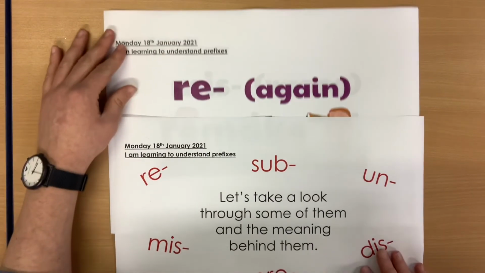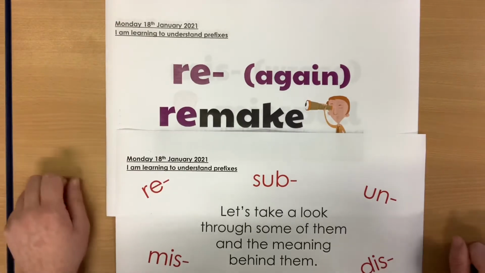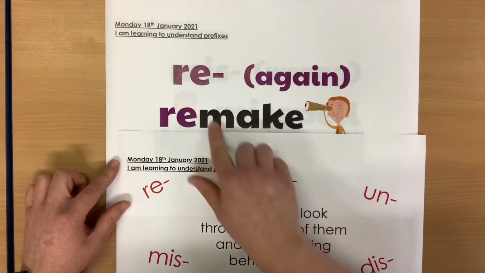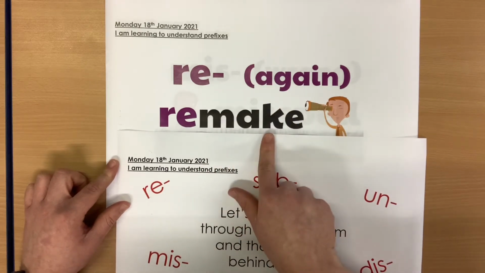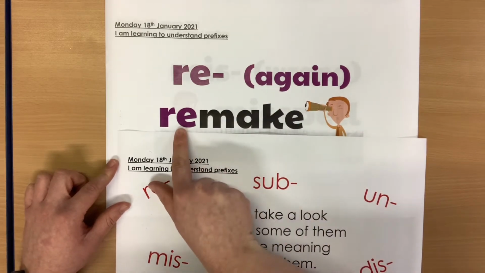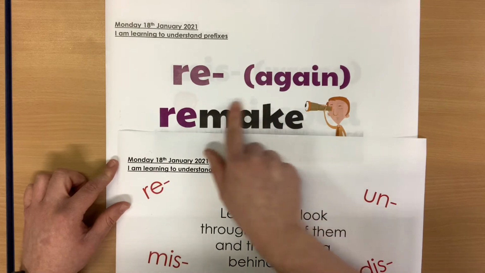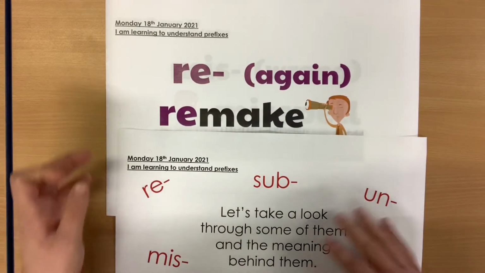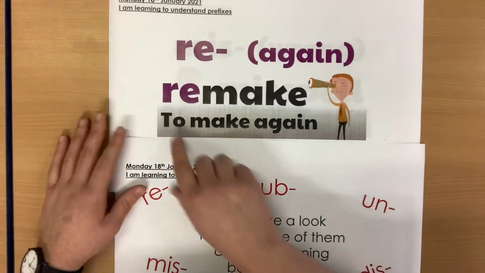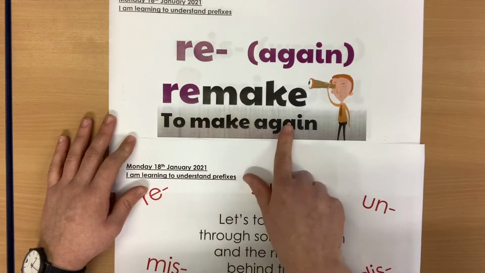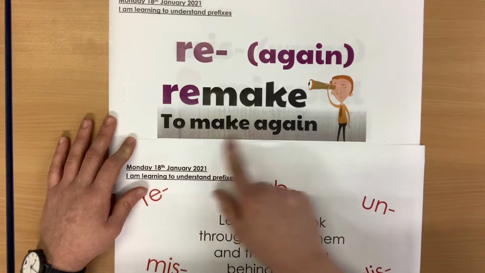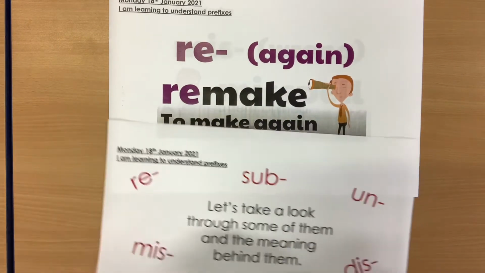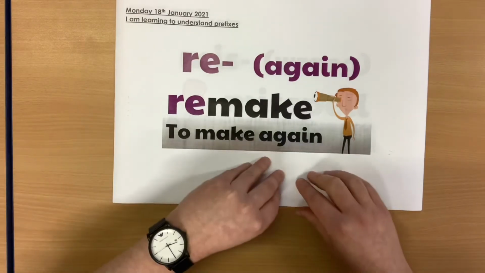So an example of this would be remake. You can see that our root word, or the word that we're attaching it to, is make. And when we add re to it, it changes what this word means. So if we make something, we're putting it together. But to remake something means we are to make it again. Okay, so to make it again. So that's re, which means again. Let's take a look at another one, shall we?